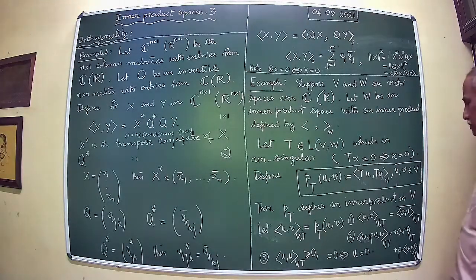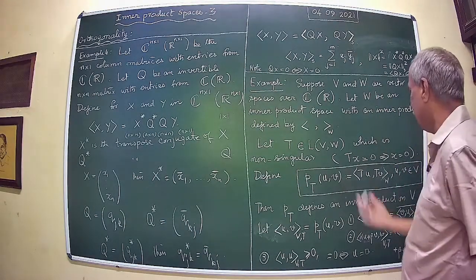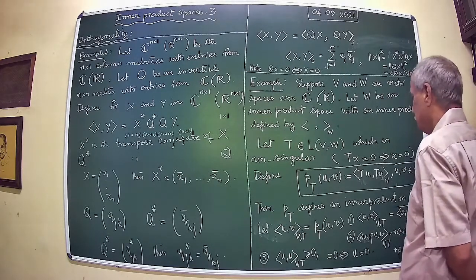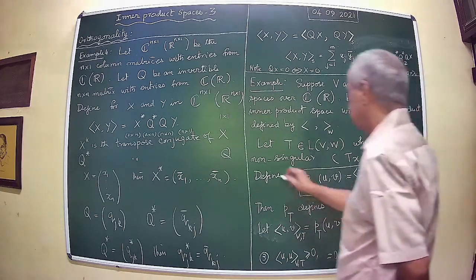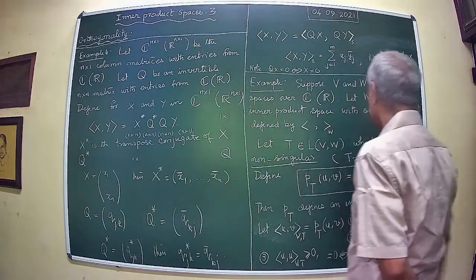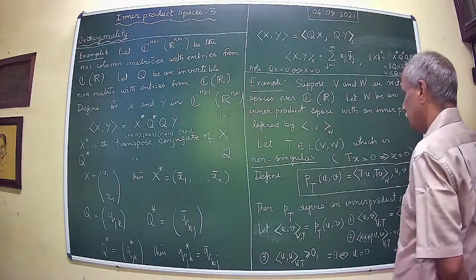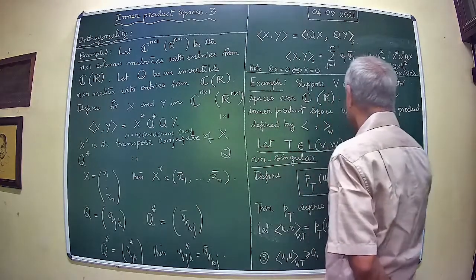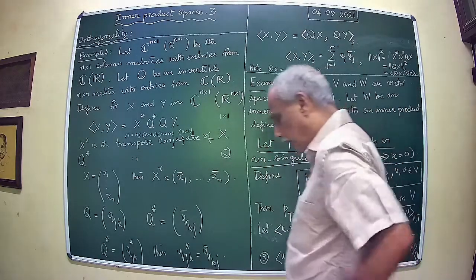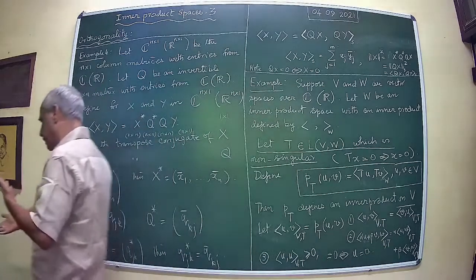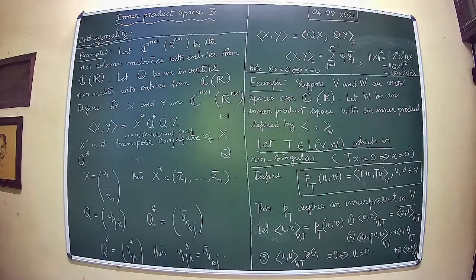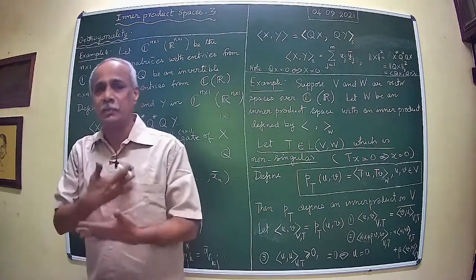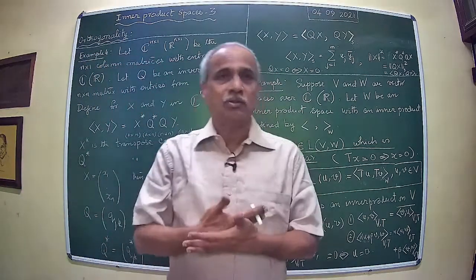Here what you have is that for any non-singular T, once you have on the range space an inner product, you can induce an inner product on your original space.